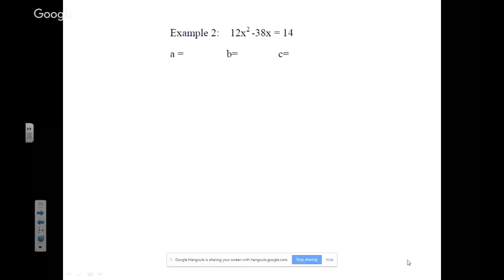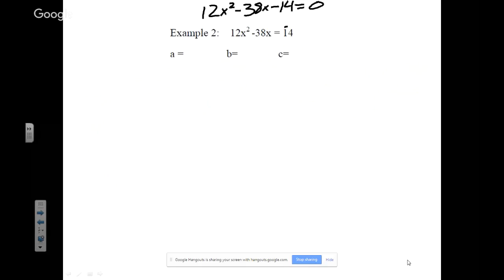So then we have the next example where we don't quite have it in the form that we want yet, because we have it equaling 14 and we want it to equal 0. So to fix that, we want to go 12x squared, because that one's fine, minus 38x. And then we want to subtract the 14 from the other side and bring it back to this side. So then we have minus 14 equals 0.